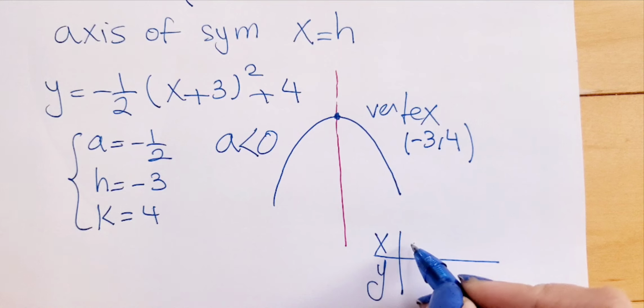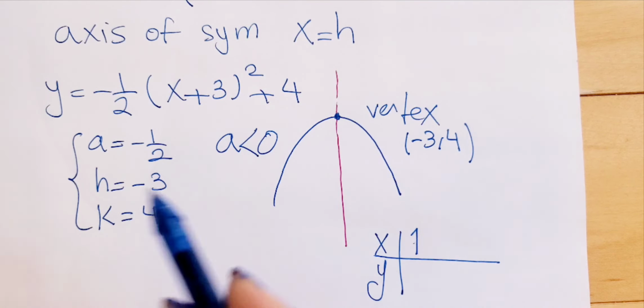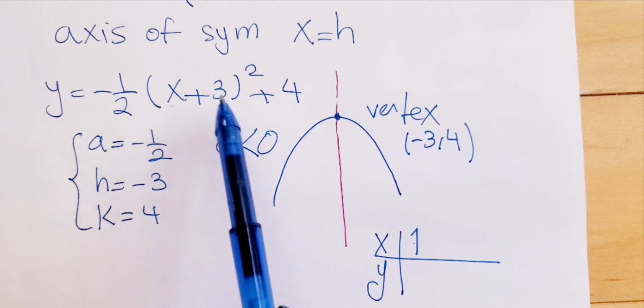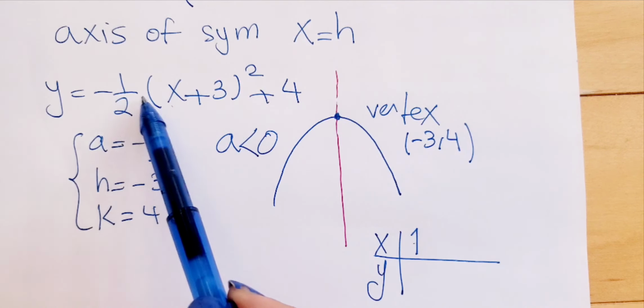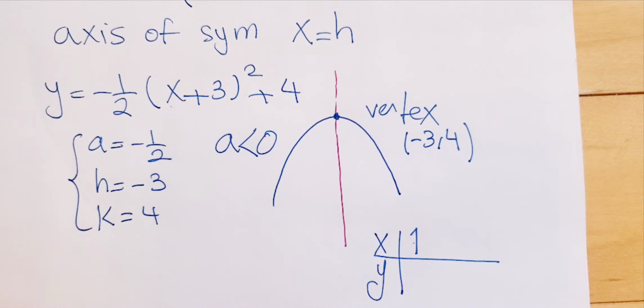I give the x 1 and substitute it in my formula. So instead of x, I put 1. So 1 plus 3 would be 4. 4 to the power 2 is 16, times -1/2, which would be -8, plus 4. The final answer would be -4.